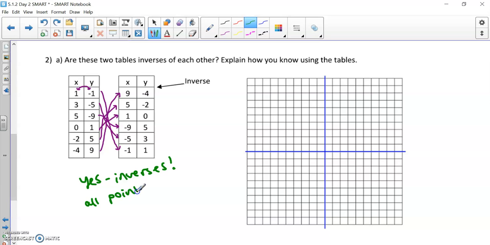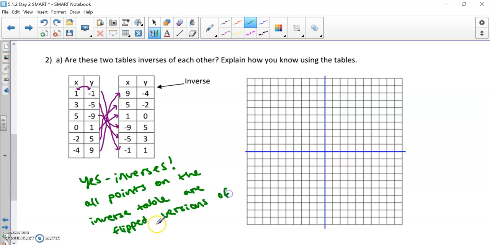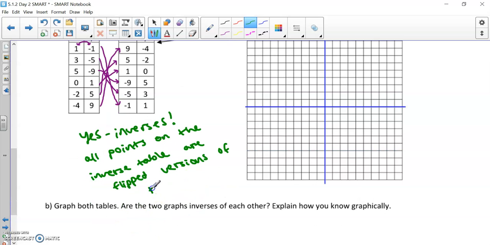The reason we know this is because all points on the inverse table are flipped versions of the original table.